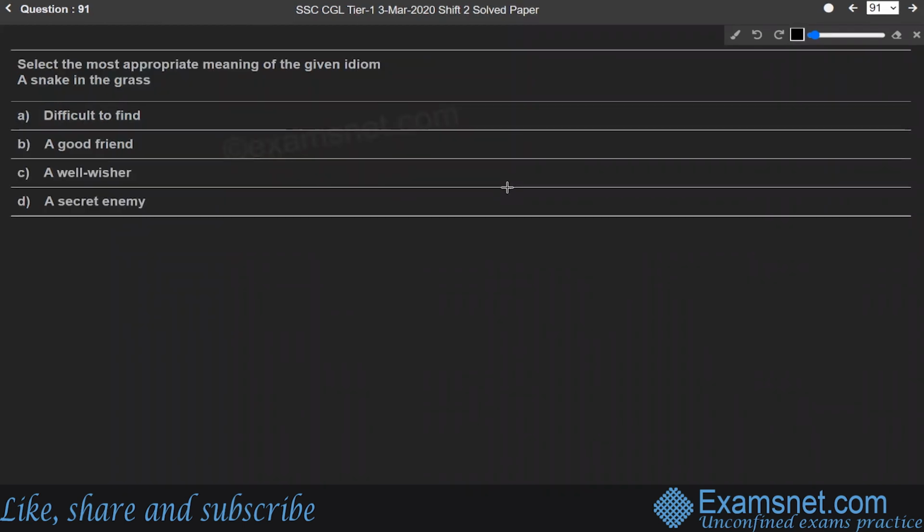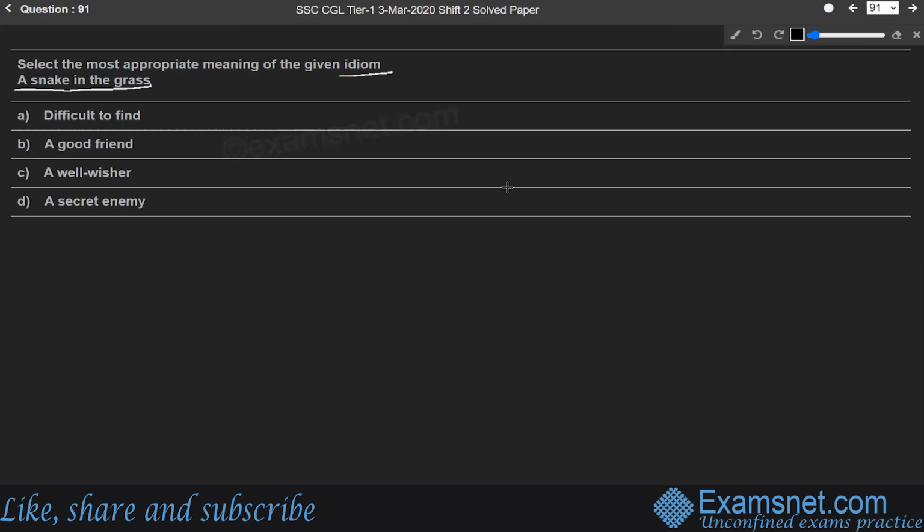Next question is, select the most appropriate meaning of the given idiom. The given idiom is a snake in the grass. What do you understand by idiom? Do you know what an idiom is? In simple words, an idiom is an expression whose meaning is different from the meanings of the individual words in it. For example, an idiom is given here, a snake in the grass. So its meaning will be different from all the meanings of the individual words given here. All right. So first, let us have a look at the meaning of this given idiom.